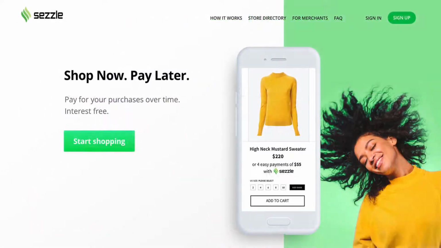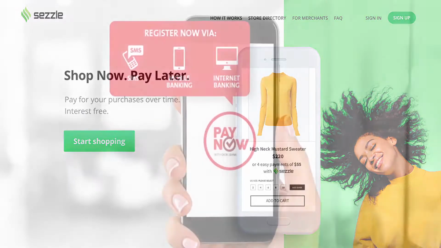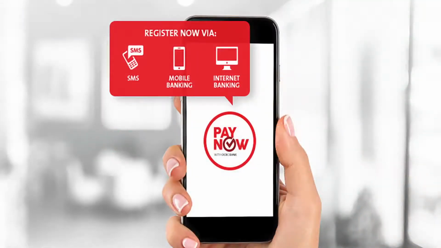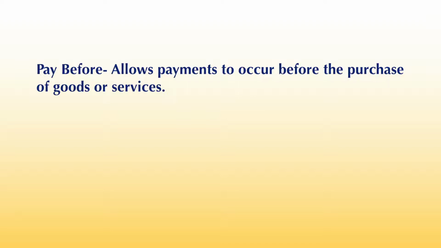In the card payment system, the payment can be done in 3 ways depending on the timing of the payment, namely: pay later allows payments to occur after receiving the goods or services. Pay now allows payments to occur when the goods or services are purchased. Pay before allows payments to occur before the purchase of goods or services.